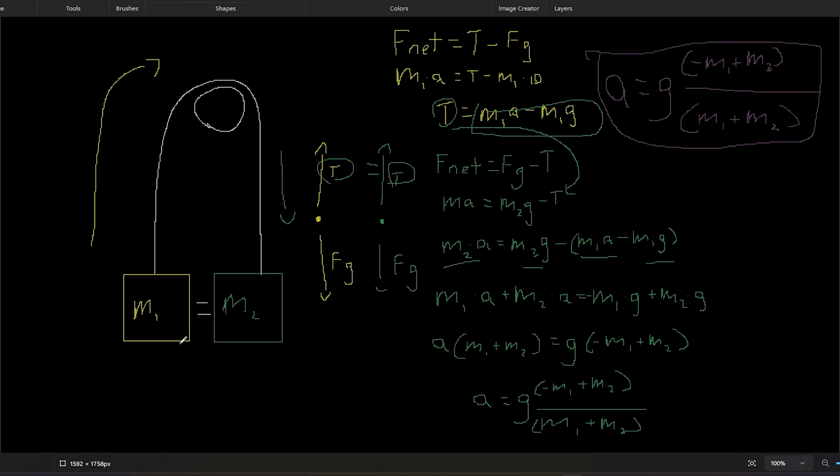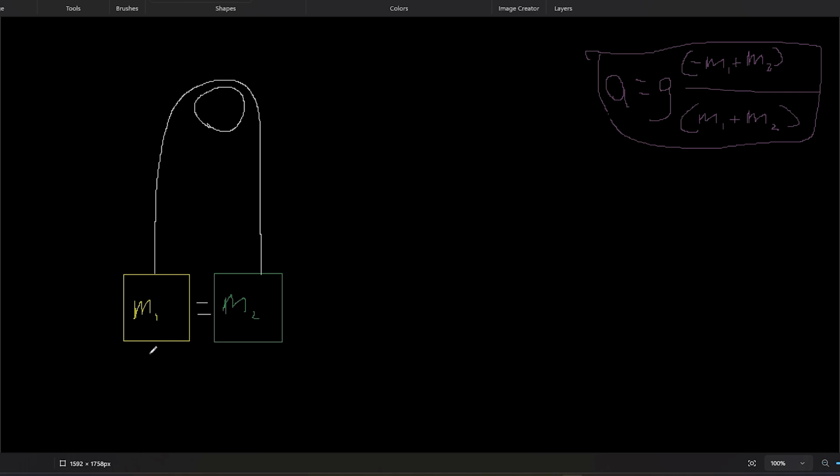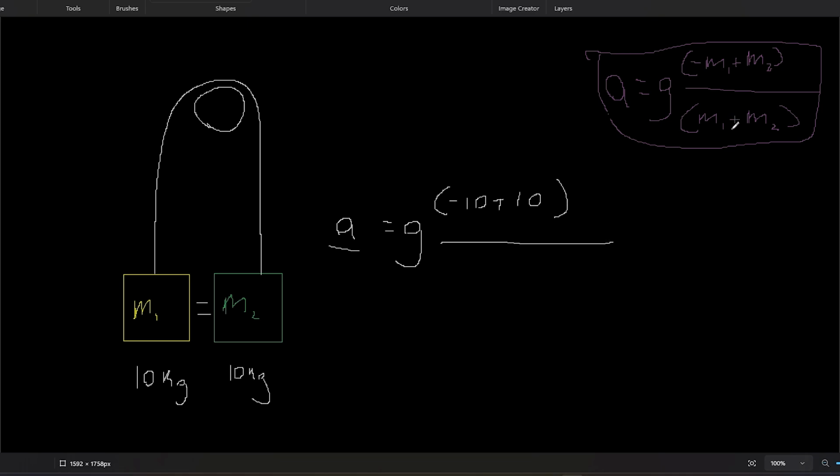Now if we go back to here, we said that m1 is equal to m2. So let's plug in some values for that. So in our initial problem, we had m1 equal to m2. So let's say m1 is equal to 10 kilograms and m2 is also equal to 10 kilograms. Then we just need to plug these numbers into the formula. So acceleration, which is what we're finding, equals gravity times negative m1, 10, plus m2, also 10, over m1 plus m2, 10 plus 10.